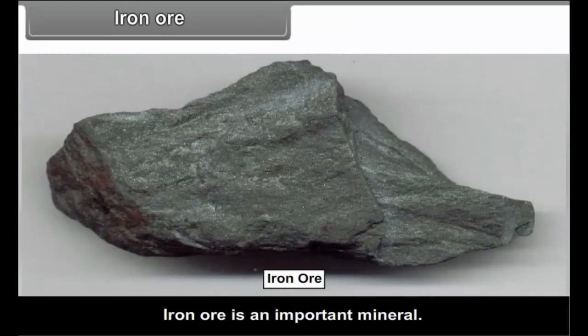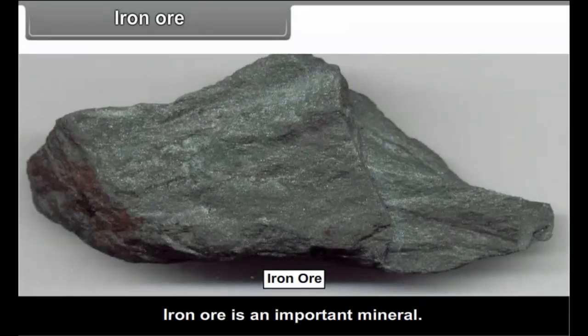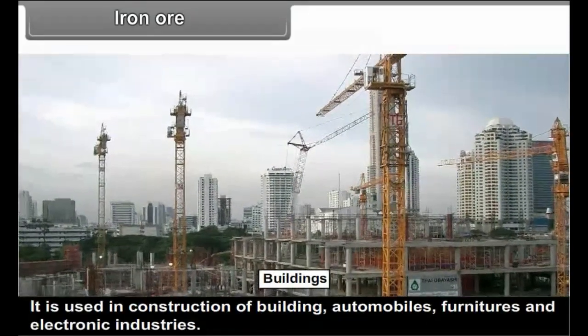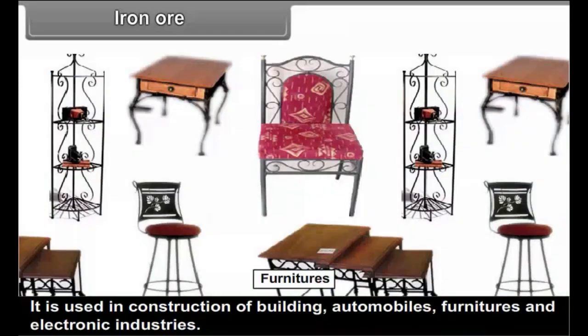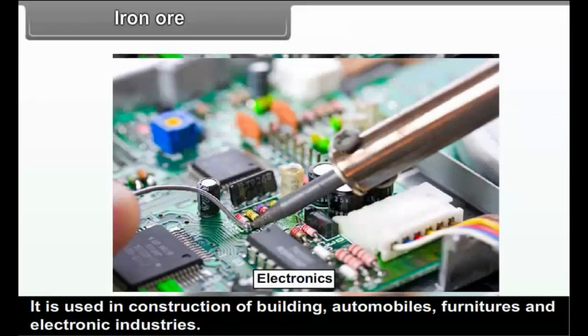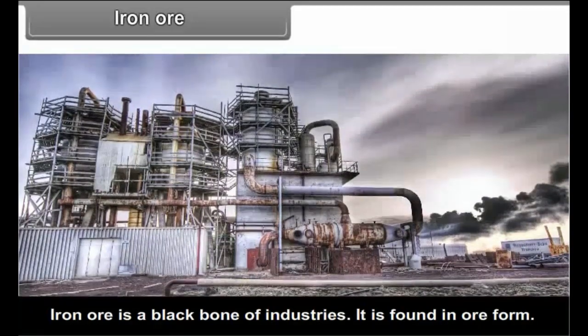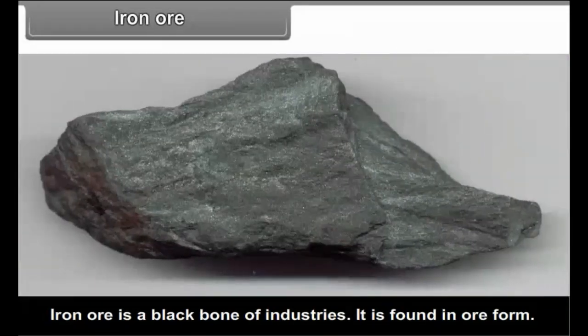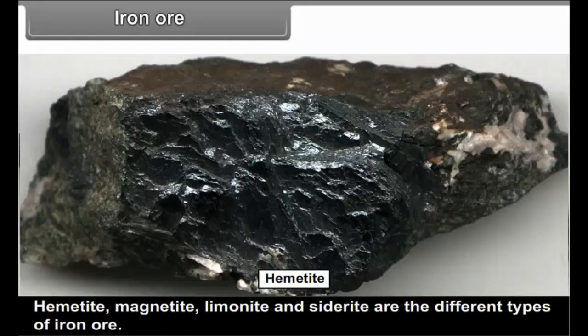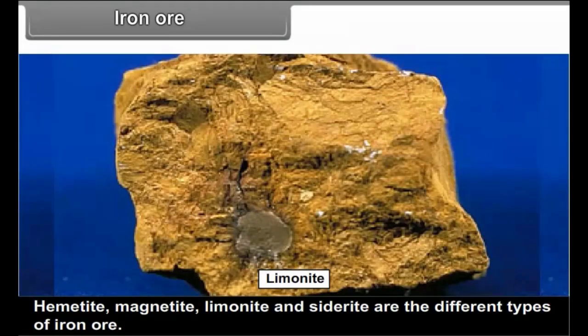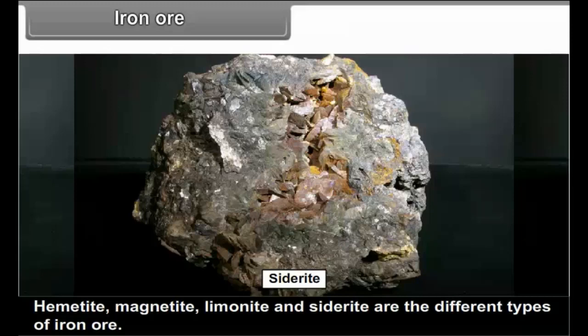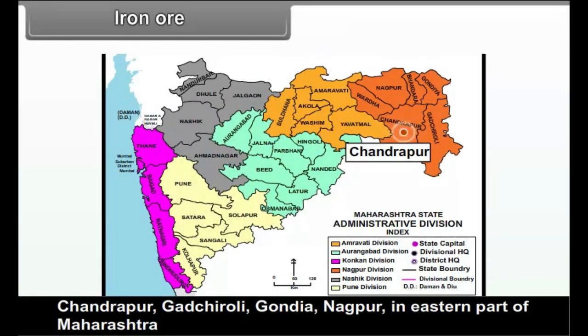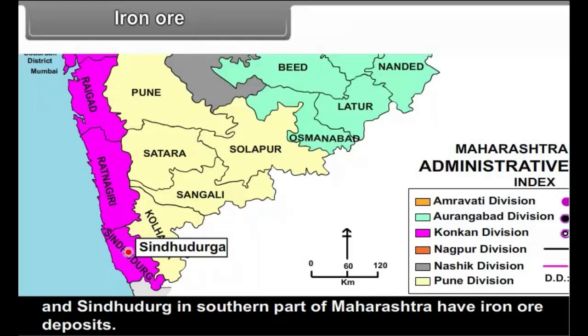Iron ore. Iron ore is an important mineral. It is used in construction of buildings, automobiles, furniture and electronic industries. Iron ore is the backbone of the industries. It is found in ore form. Hematite, magnetite, limonite and siderite are the different types of iron ore. Chandrapur, Gadchiroli, Gondia, Nagpur in eastern part of Maharashtra and Sindhudurg in southern part of Maharashtra have iron ore deposits.